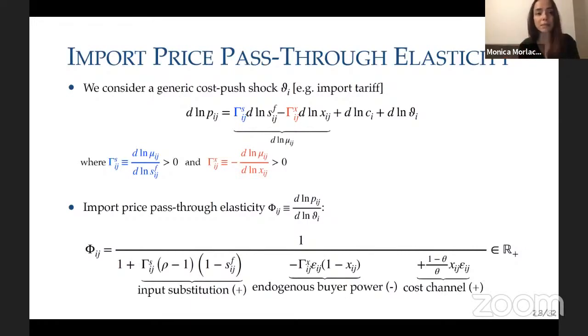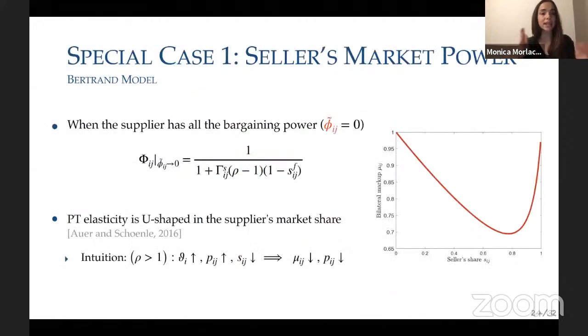But let me just try to go over each individual step. So the first one is, again, let's start from the benchmark that we all have in mind. When the suppliers have all the bargaining power, the pass-through is going to be related to how much the markups of the seller change in response to the shock. And here we get, again, the standard U-shape relationship between the pass-through elasticity and the supplier's market share.